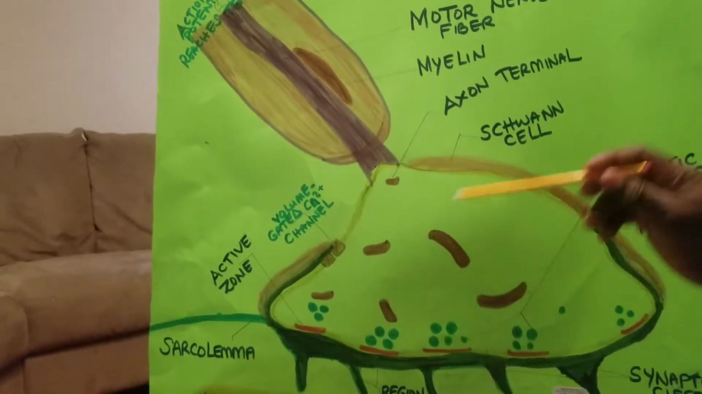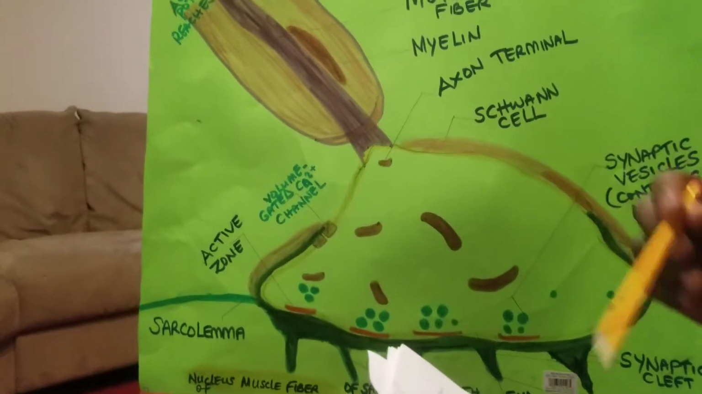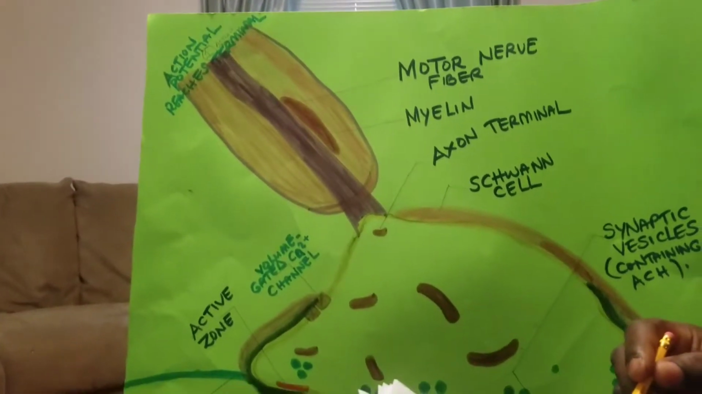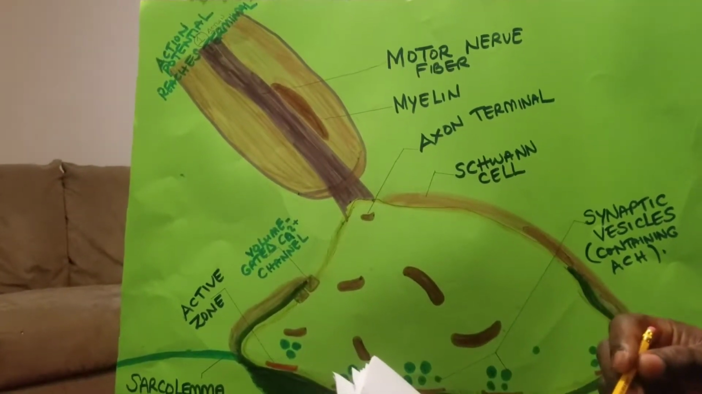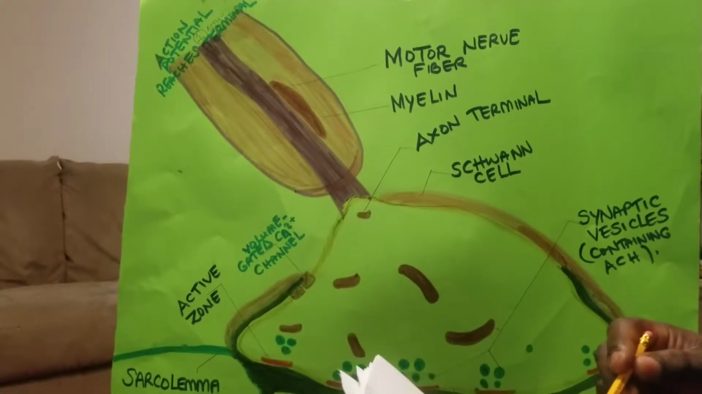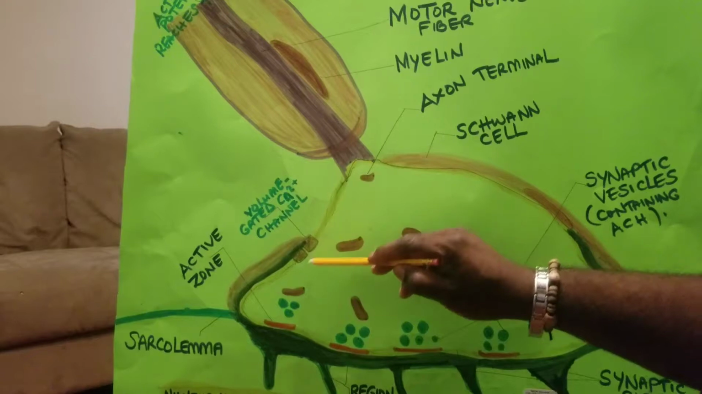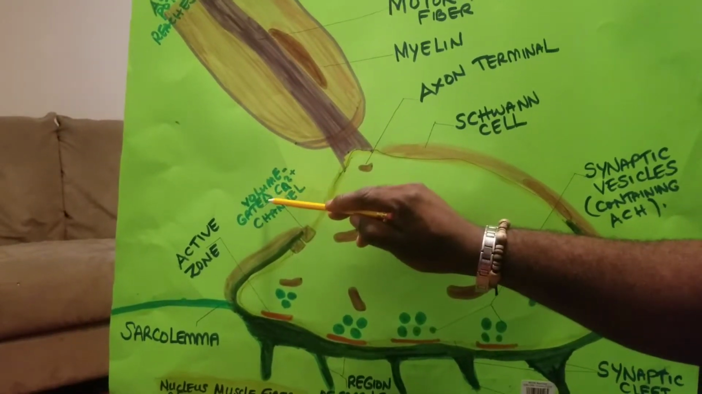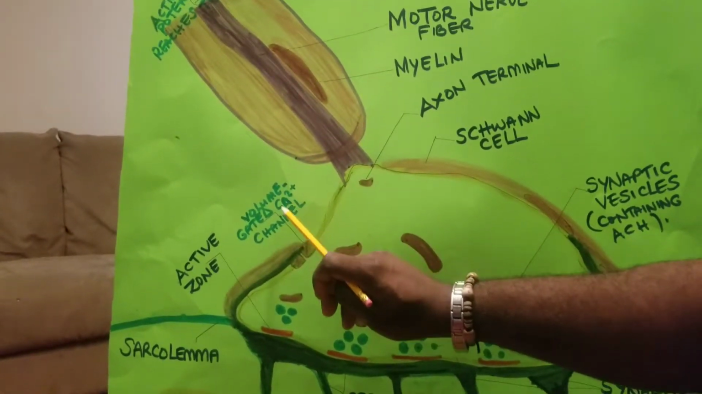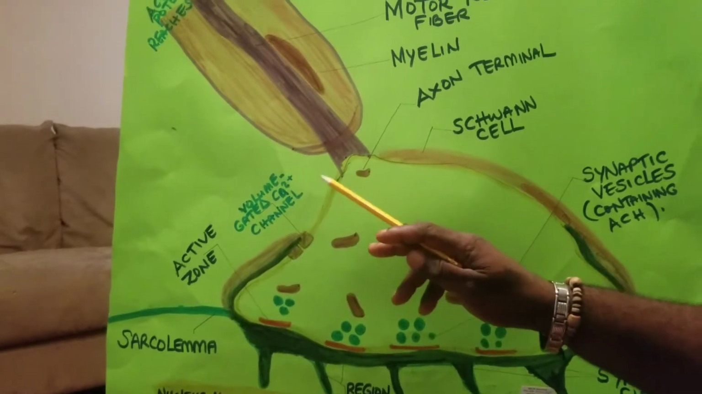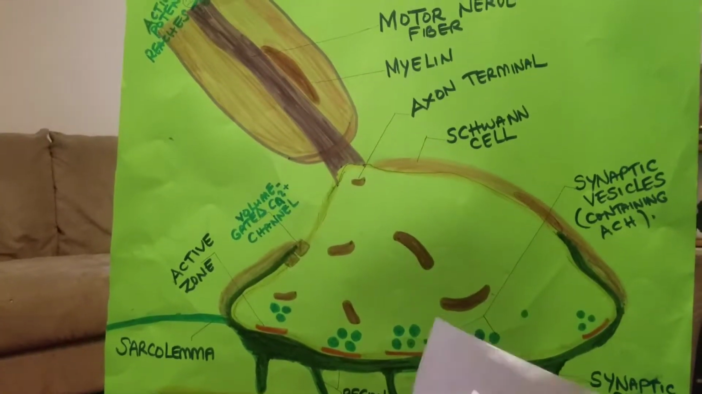The second step is that voltage-gated calcium channels open, allowing calcium ions to diffuse into the terminal. These are the open voltage-gated calcium channels where the ions diffuse in.